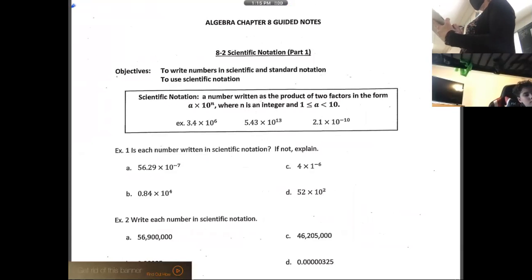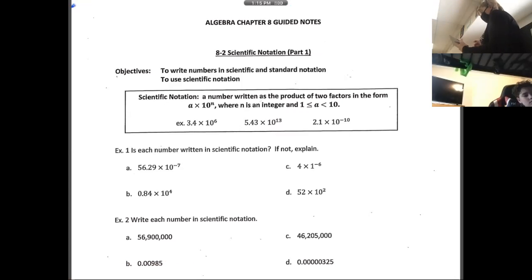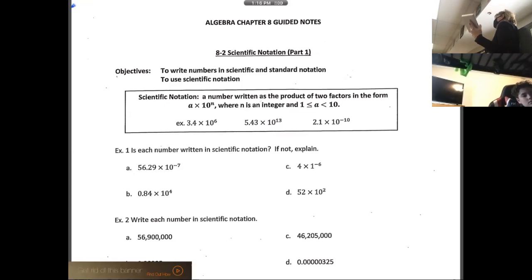Okay, so this is scientific notation part 1, but we are doing part 2. So just a quick review of part 1. This is back from Friday. Remember, scientific notation was a way of writing really large numbers and really small numbers in a nice little convenient shorter version, because mathematicians are lazy. Apparently scientists are too.